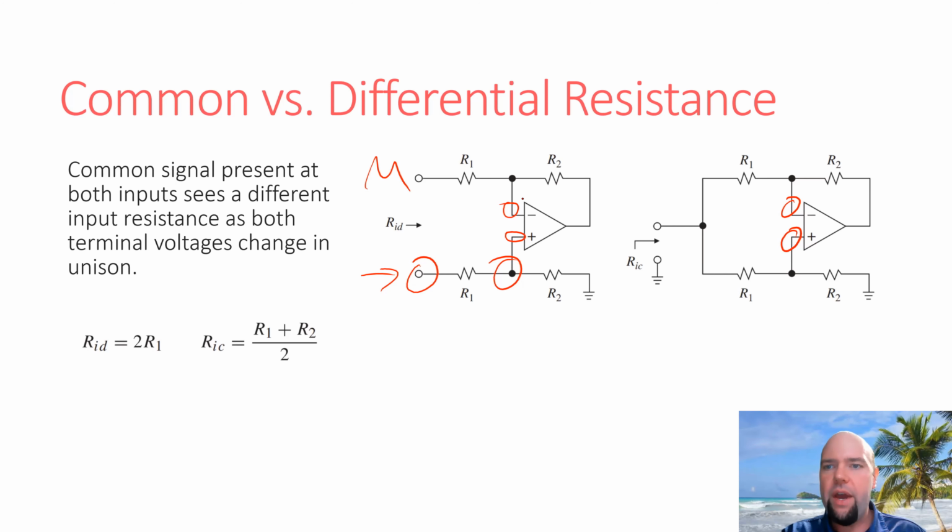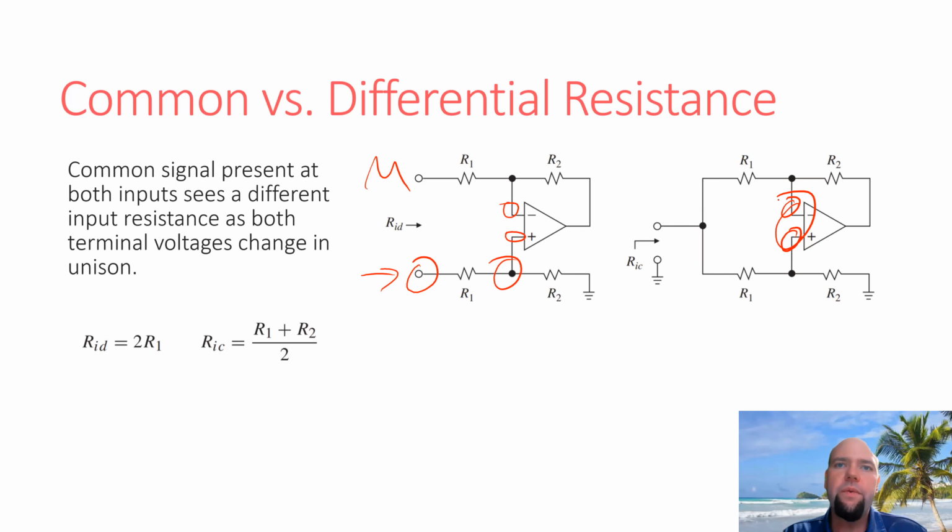The common mode's not that way. The common mode signal is basically both of these inputs are changing simultaneously. They're both traveling up and down. So they do basically see a different resistance in that one.